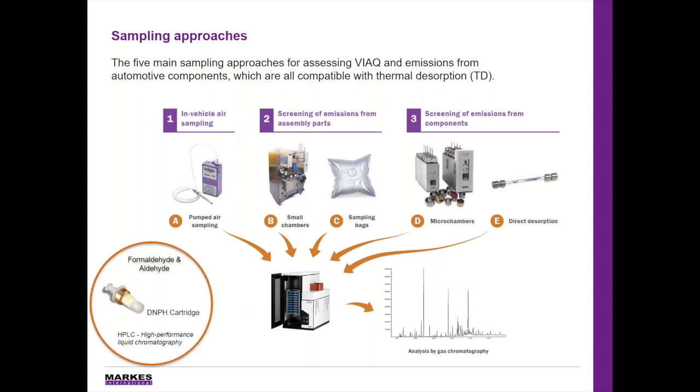Now, if you want to look at formaldehyde or aldehydes, the only difference is that instead of having a sorbent tube on the end of this sampling device, you will have a DNPH cartridge, and that DNPH cartridge will be analyzed by HPLC.